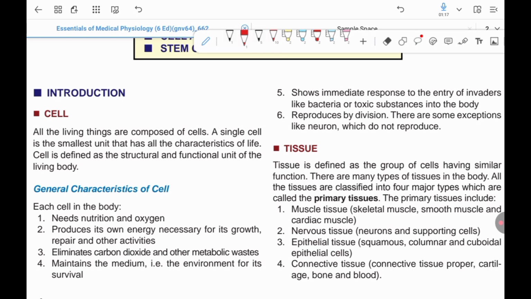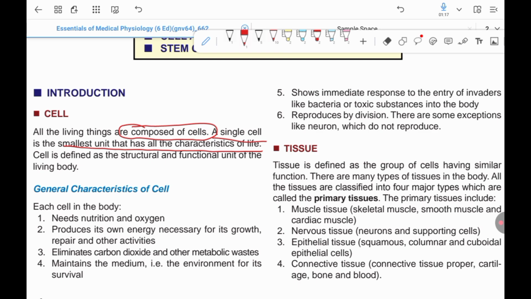So let's start chapter number 1, cell physiology, with the simple definition of the cell: all living things are composed of cells. We know that all living things are composed of cells. A single cell is the smallest unit that has all the characteristics of life. Okay. See, the cell is the smallest unit of a living organism.